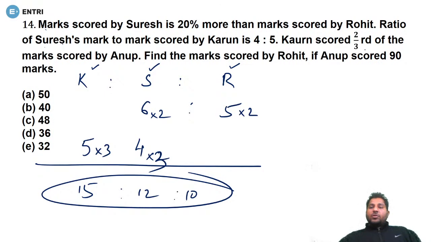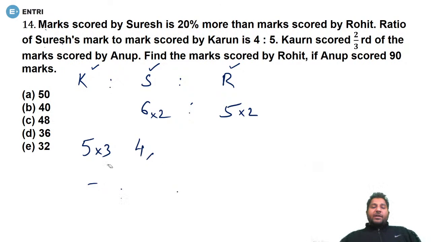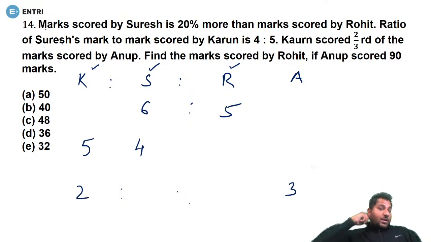Now Karun scored 2/3 of the marks scored by Anup. Again, the next ratio will also be there, so we don't need to do that in a hurry. Karun scored 2/3 of the marks scored by Anup, so 2/3 of Anup. Now find the marks scored by Rohit if Anup scored 90 marks.